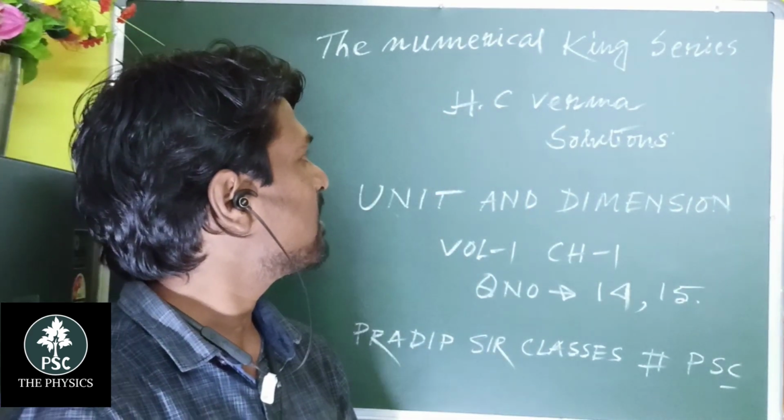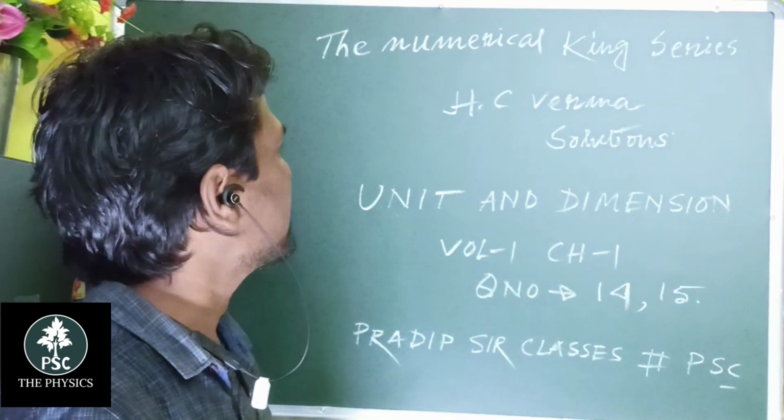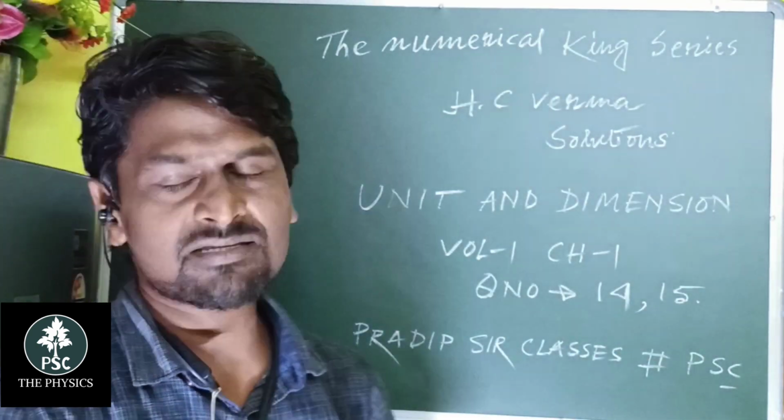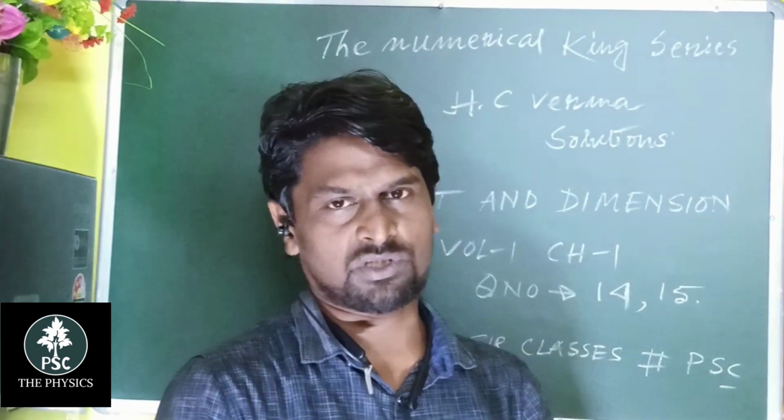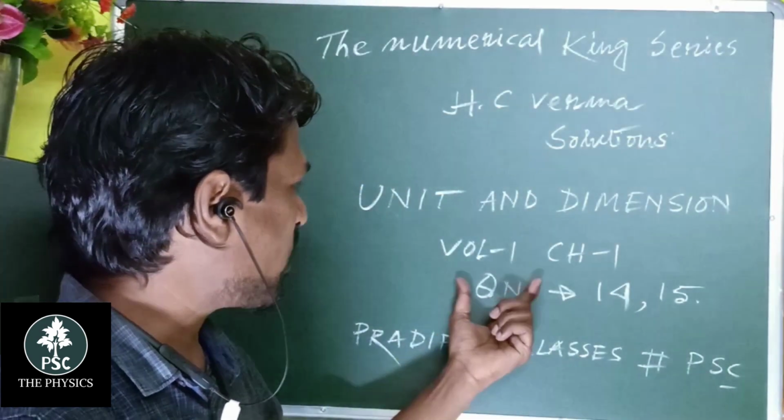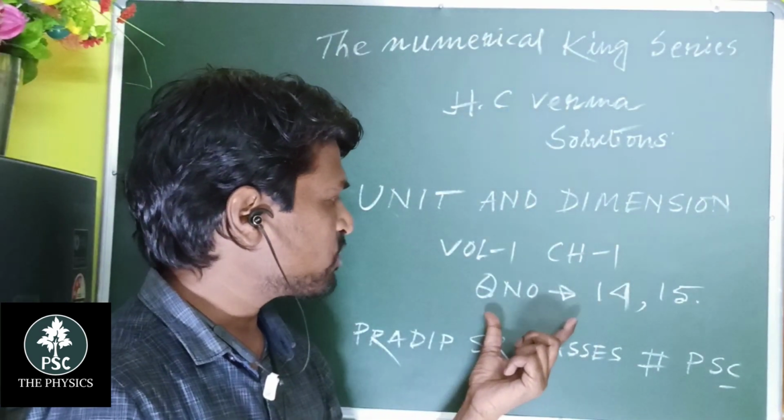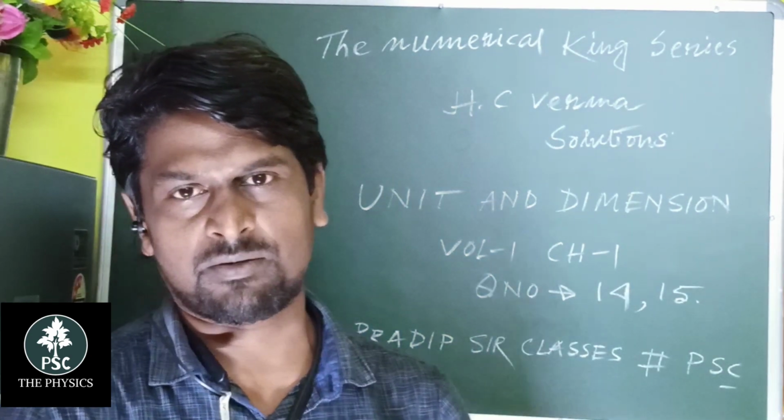Today we are going to discuss numericals related with unit and dimension, and this is the Numerical King series, that is HC Verma solutions. It is volume 1 and chapter 1, from question number 14 and 15.